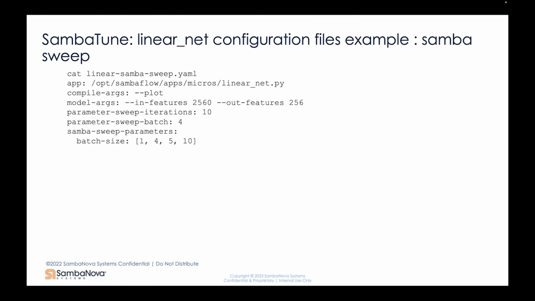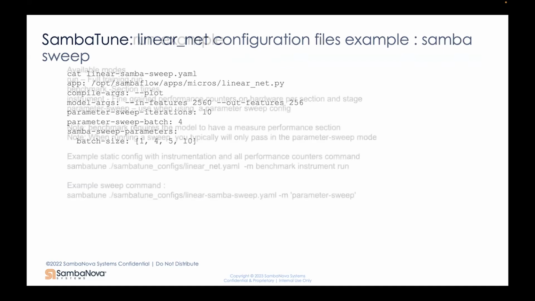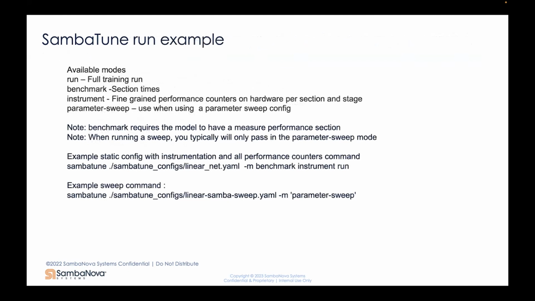All right. SambaTune run. So basically when you run the SambaTune command, the available modes are run, which is a full training run. So if you do SambaTune run, you've got to make sure you have obviously the RDUs available to you, or however many are required to run your model. If you issue this and you don't have those RDUs available, it obviously is going to fail, because it's not going to have the ability to launch the model.